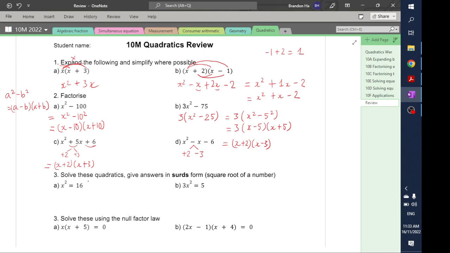Next one, solve this quadratic, give answer in surd form. Alright, again we would have a formula for this one. So the answer is simply plus and minus the square root of this number, square root of 16, and that is also equal to plus and minus 4.